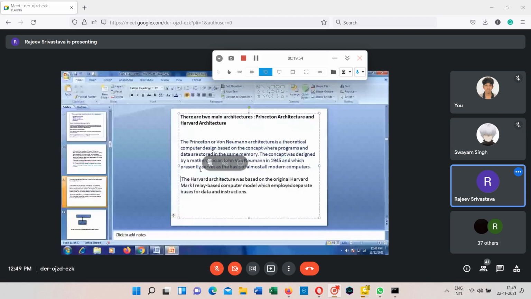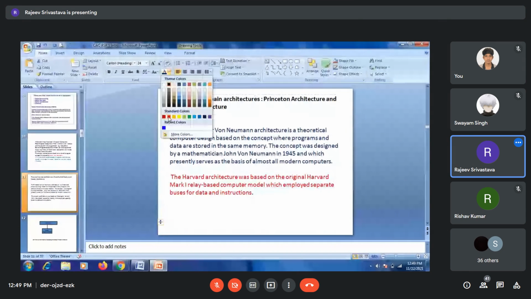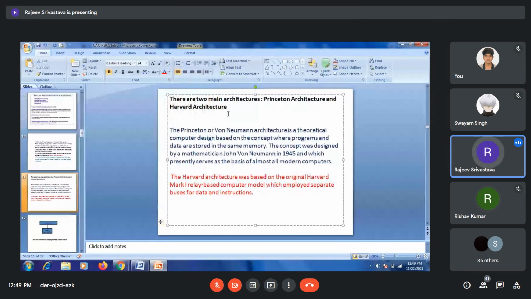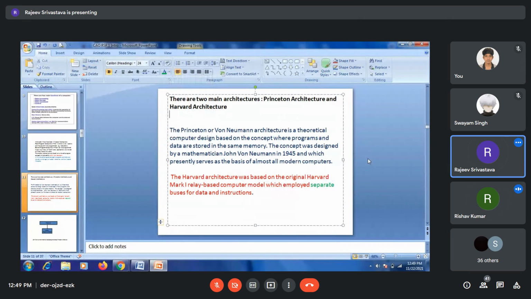of almost all modern computers. In contrast to Princeton architecture, we have Harvard architecture. The Harvard architecture is based on the original Harvard Mark I relay based control system, which employs separate buses. The concept is separate. So in this case, the program and data are stored in different memory, in separate memory.